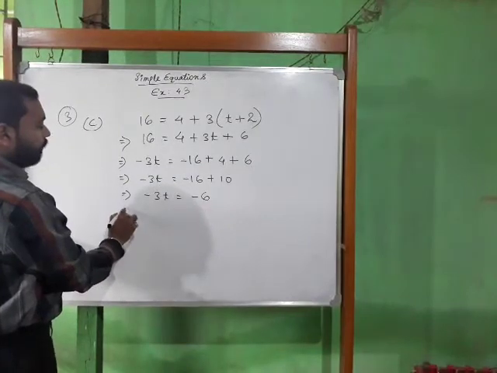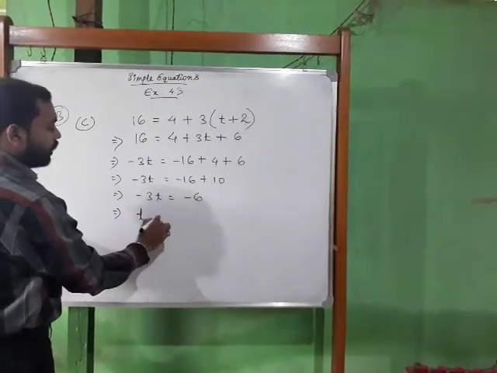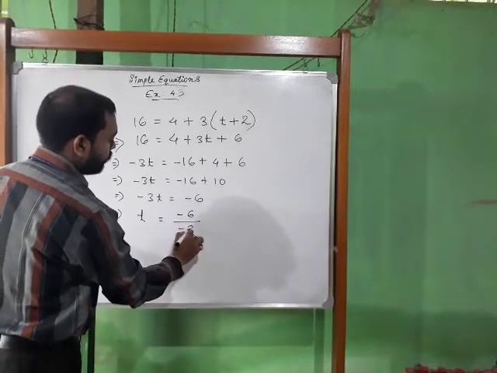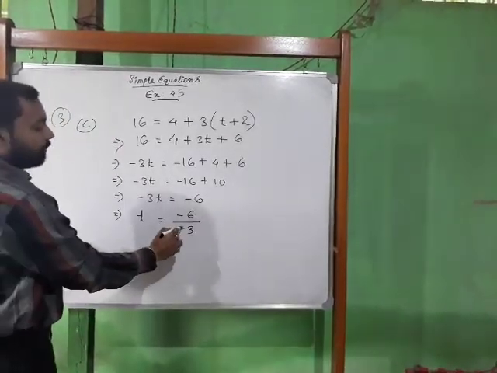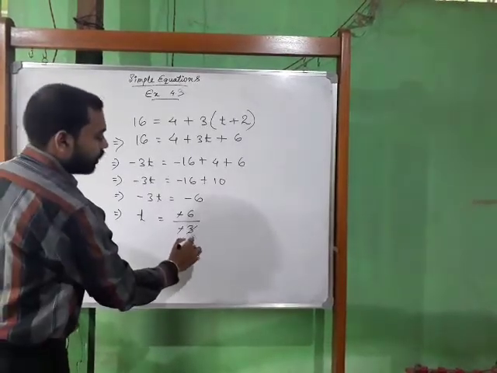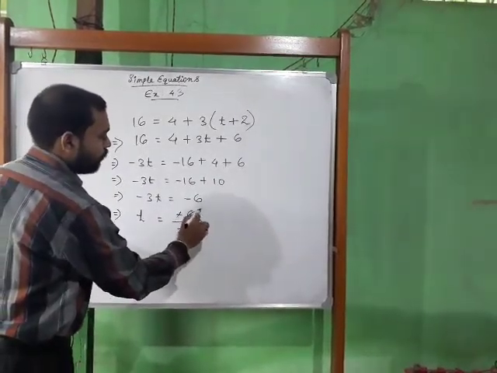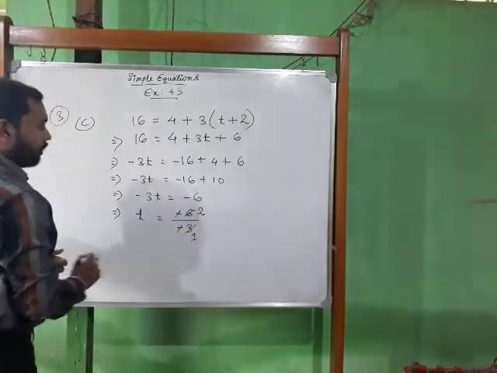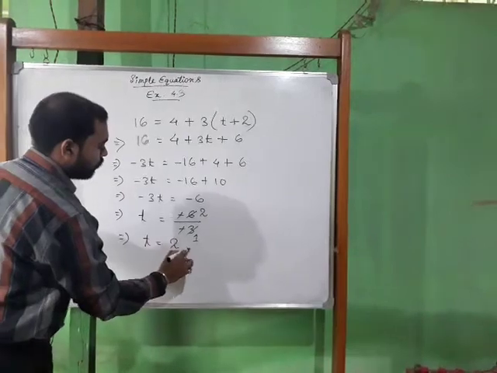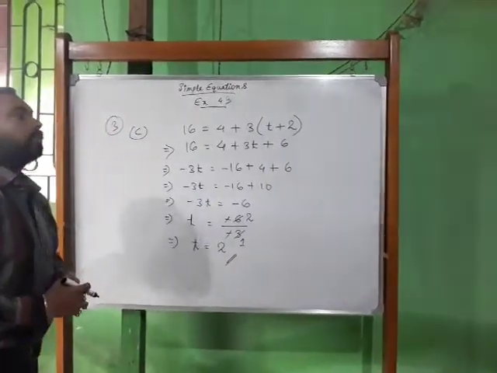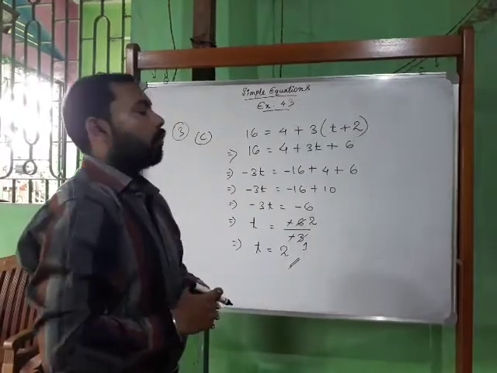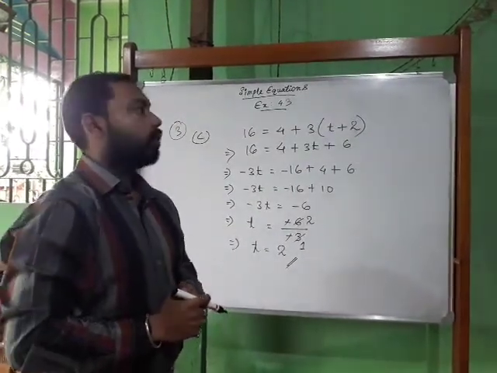So what will be the value of t? So t equal to minus 6 divided by minus 3. Okay, so this minus and minus cancel. Okay, now reduce it. 3 1 is 3, 3 2 is 6, so 2/1. So 2/1 means 2. So t equal to 2. So in this way we can solve the linear equations. Okay, I hope the rest of the questions you can do by yourself.